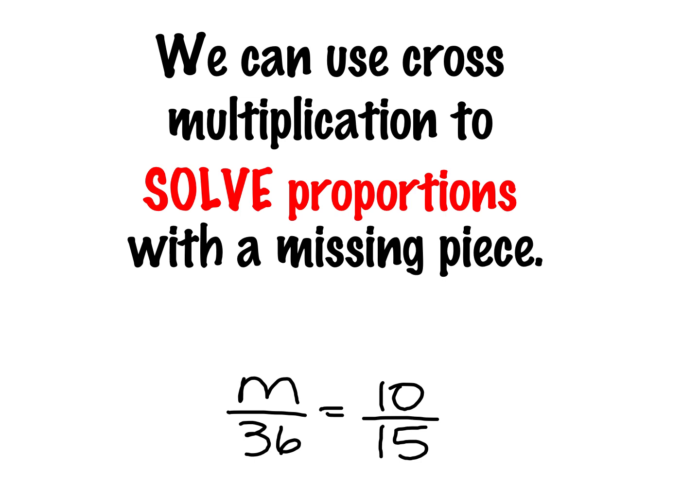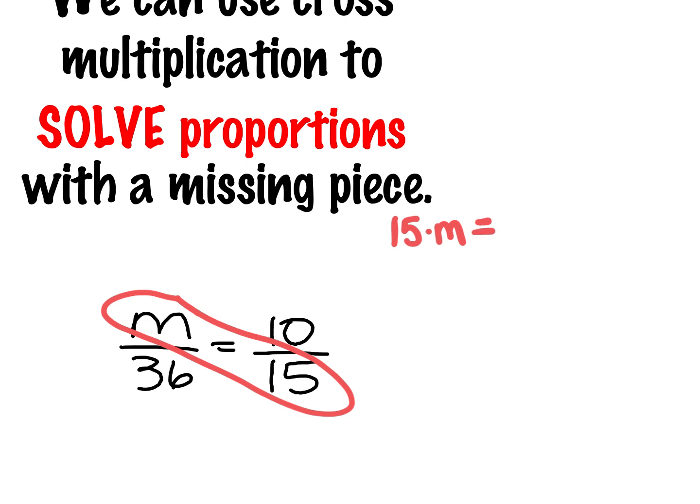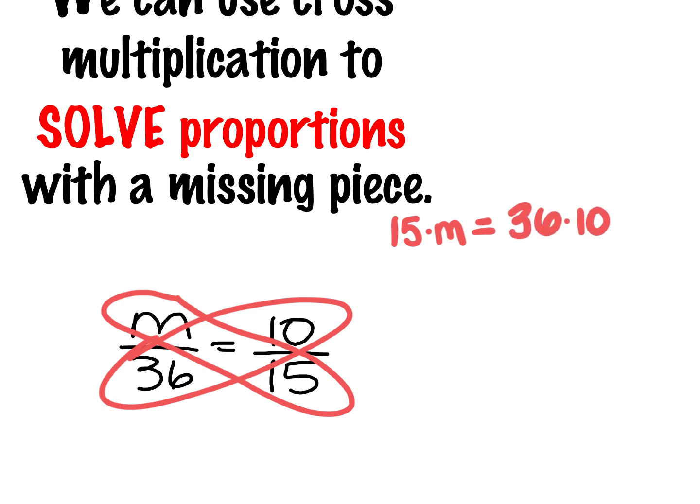Okay, so right now I want you to look up front, and I'm going to show you exactly how we're going to solve when we have a variable. So we're still using cross products, but it's just going to be a little bit different. I always like to start with my cross product that has the variable in it and write that out first. So I'm just going to write that as 15 times m. 15 times some unknown number, and that needs to equal my other diagonal or my other cross product, which is 36 times 10. You with me so far? So all I've done is taken my two diagonals and set them equal to each other.